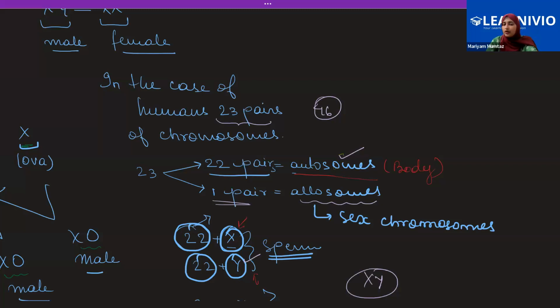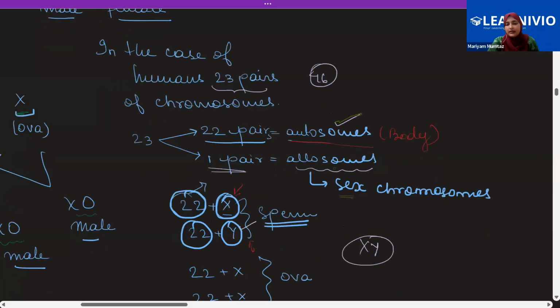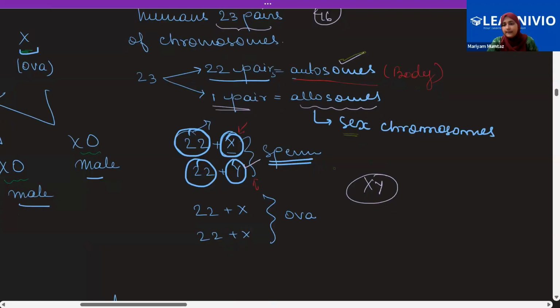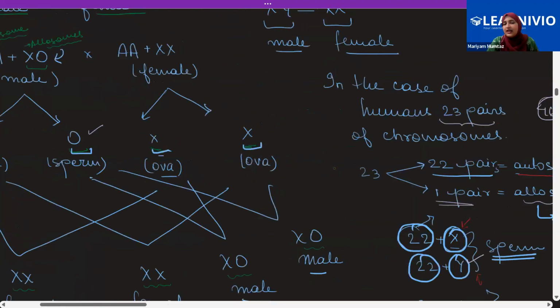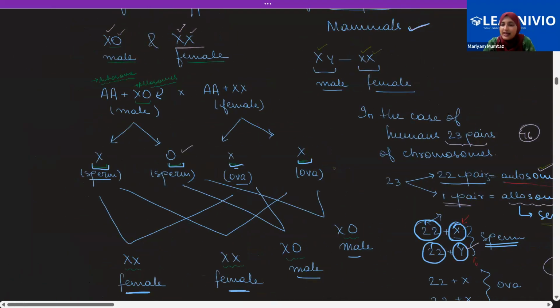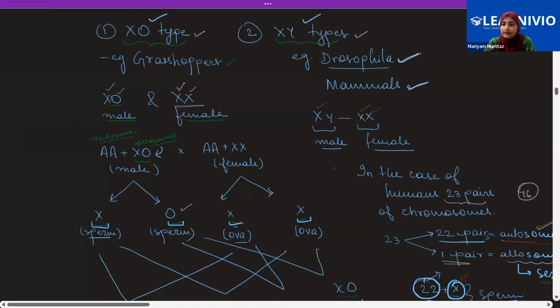the autosome. Autosomes means the body chromosomes, normal. One pair is the allosome, which is the sex chromosome. And this is the one pair that is responsible for the sex of the offspring. Clear, students? So male heterogamety is clear to everyone, both the examples. Yes, ma'am.